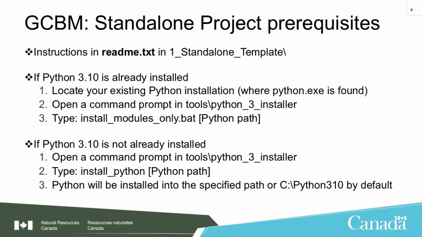If Python 3.10 isn't already installed, the user must open a command prompt in tools/python_3_installer and type install_python, followed by the Python path in square brackets. Python will then be installed into either the folder specified in the path or into a directory called Python310 on the C drive by default.